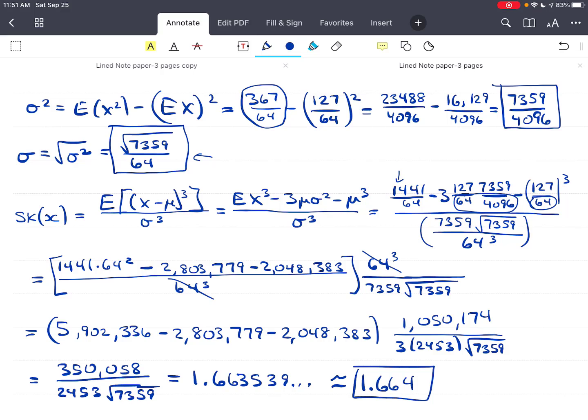So this is above 1. It's positive, above 1. So this is going to be skewed, and I believe it's going to be skewed to the right, a positive skew, yes. So positive skew, so this is going to be skewed to the right. If it were negative, it would be skewed to the left. If it was closer to 0, it would be symmetric.